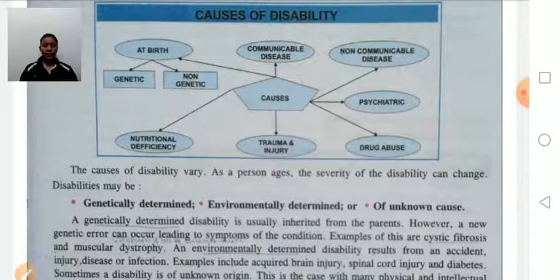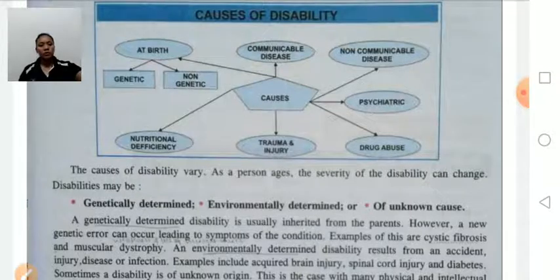Environmentally determined disability is due to accidents, injury, disease, or infections. Examples: brain injury, spinal cord injury, diabetes, etc. To recap, genetically determined is due to genes; the genes are responsible for the disability, and it is inherited from the parents. Environmental disability results from accidents, injury, disease, or infections.